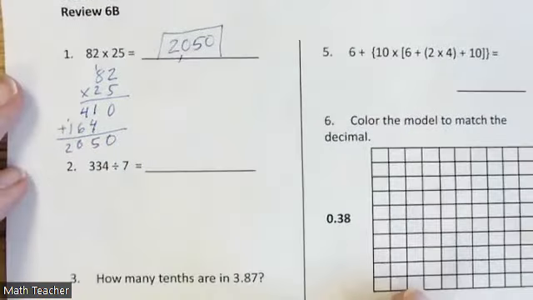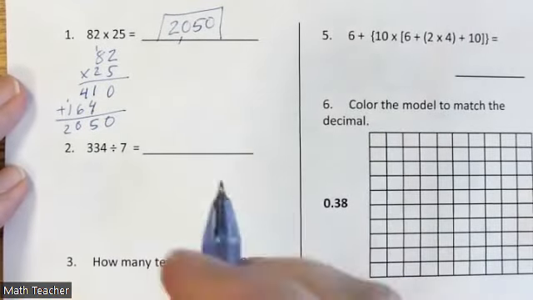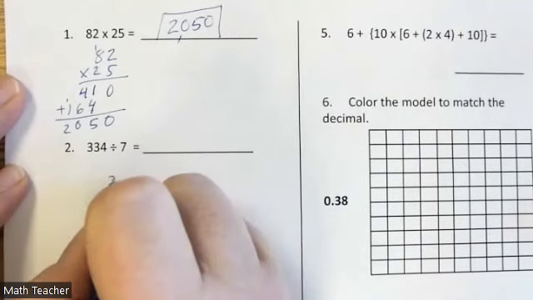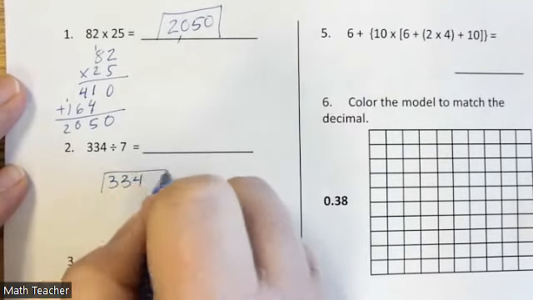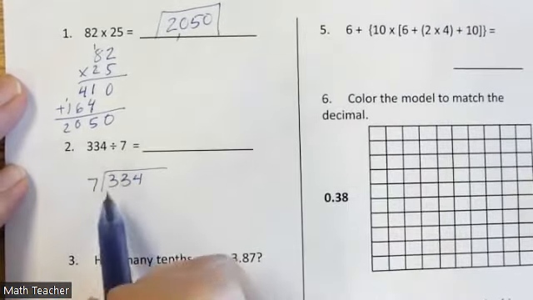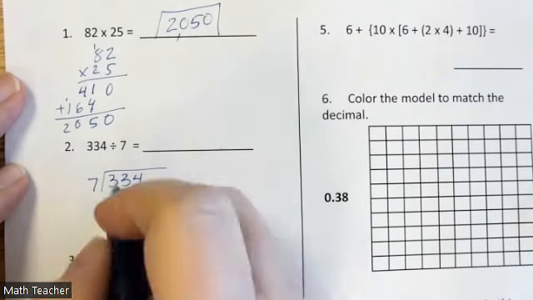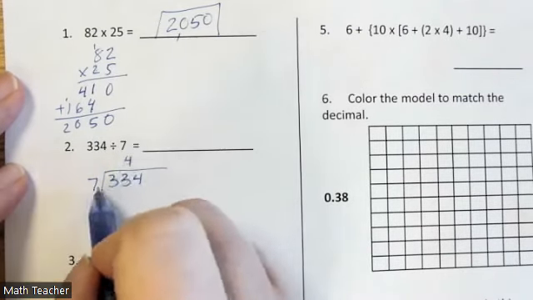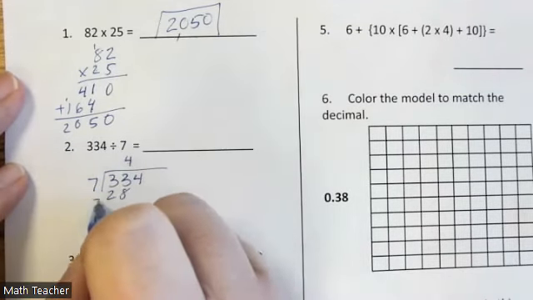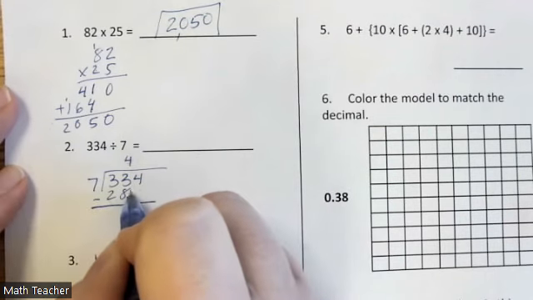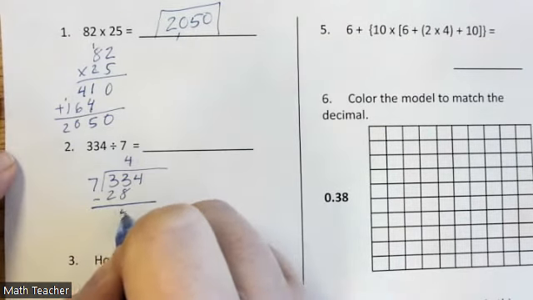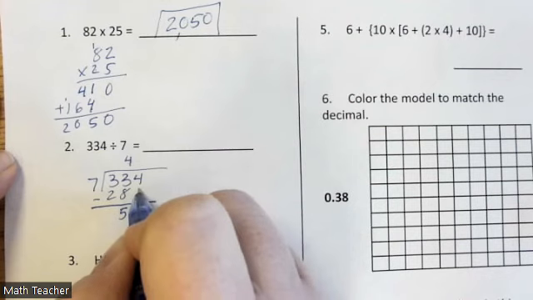Okay, number 2, we have 334 divided by 7. So we'll go ahead and write that down. 334 divided by 7. 7 is too big to go into 3, so we cannot write anything above the first 3. It can go into 33. It goes in 4 times. 4 times 7 is 28. And 33 minus 28 is 5. And then we bring down the 4.